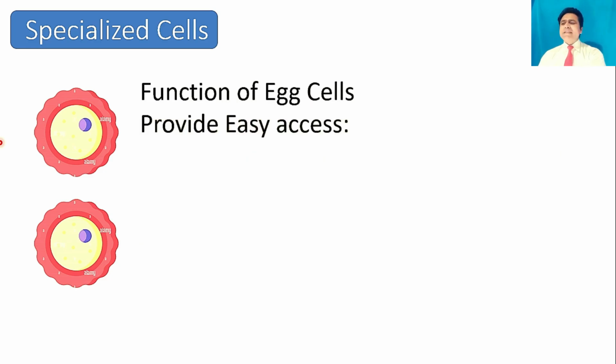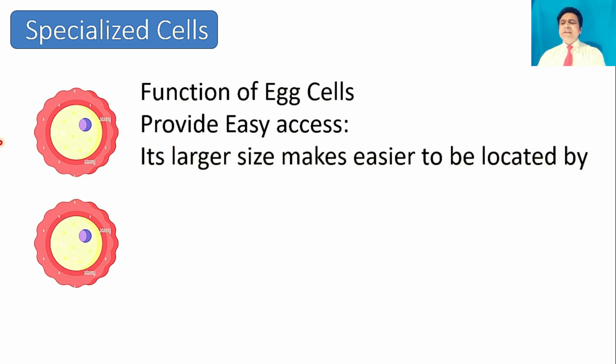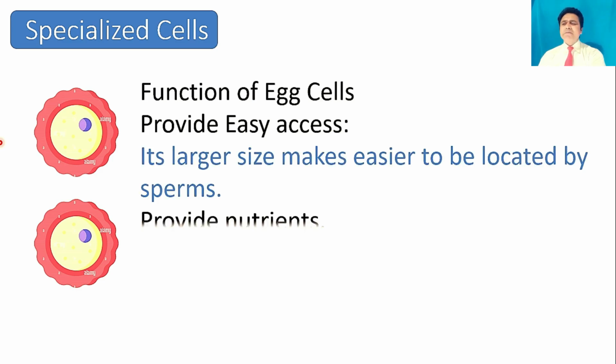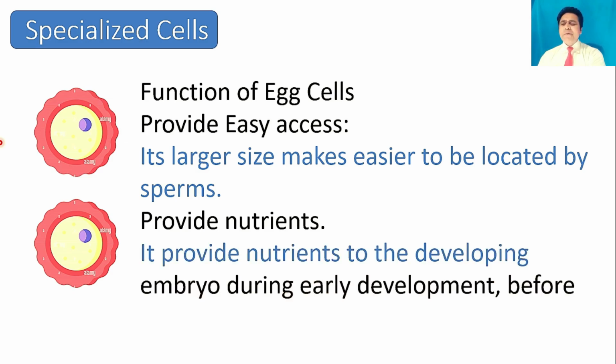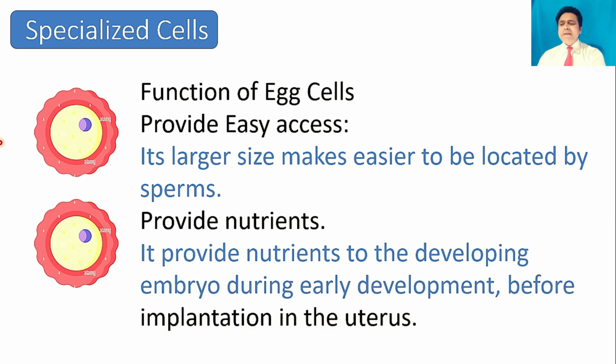Function of egg cells. Provide easy access: their larger size makes them easier to be located by sperm. Provide nutrients: it provides nutrients to the developing embryo during early development before implantation in the uterus.